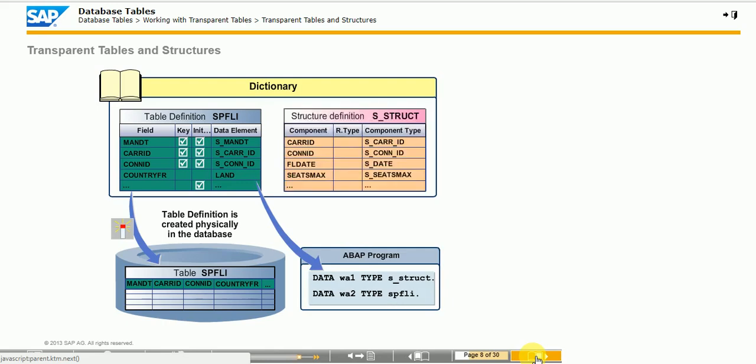You can also create a structured type in the ABAP dictionary for which there is no corresponding object in the database. Such types are called structures. Structures can also define the types of variables.